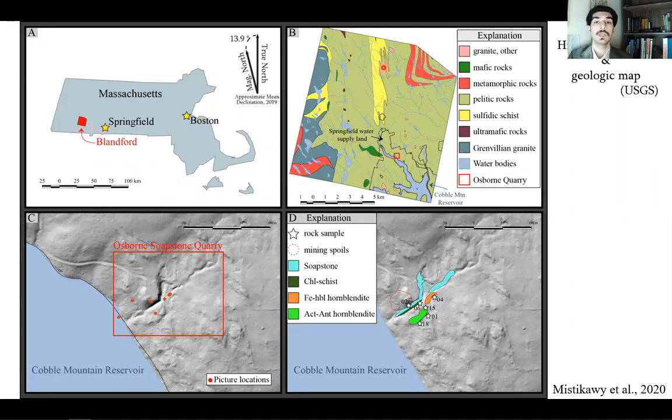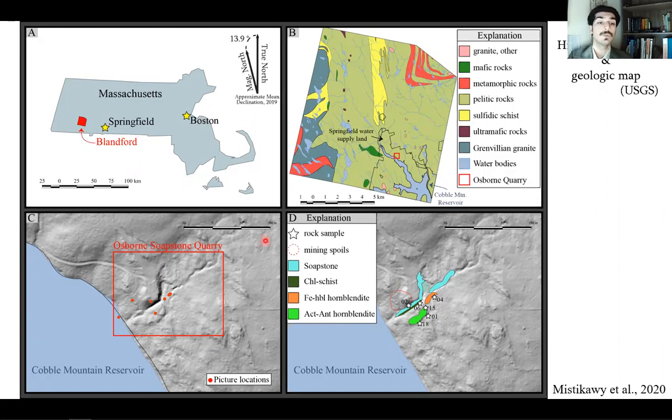And so if we look at the regional geology, we can see that the Osborne Quarry, here in red, as well as Springfield's water supply land, here in black, are situated in this well-drained crystalline bedrock basin in which the major rock is pelitic schist.